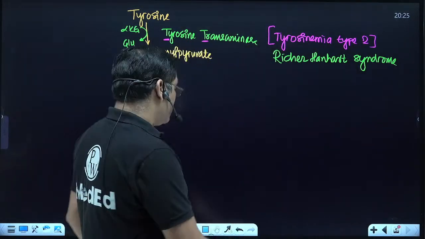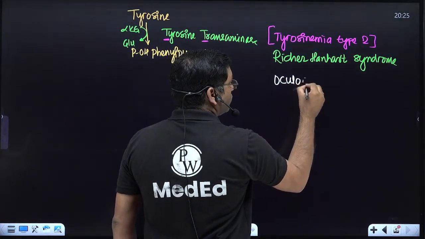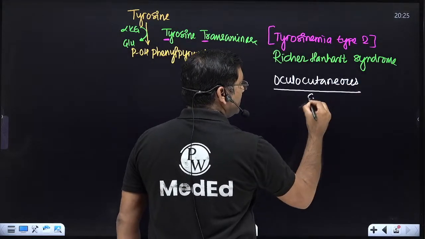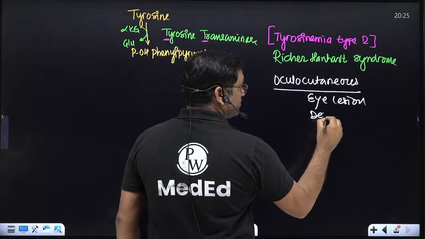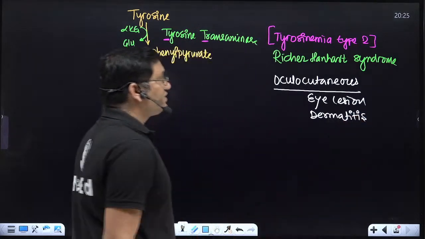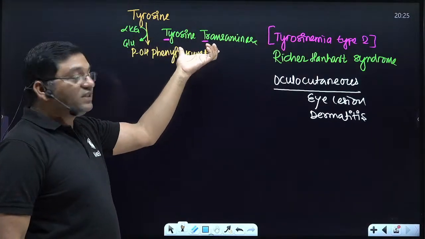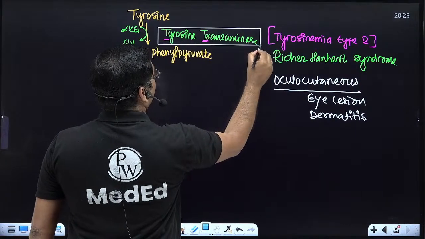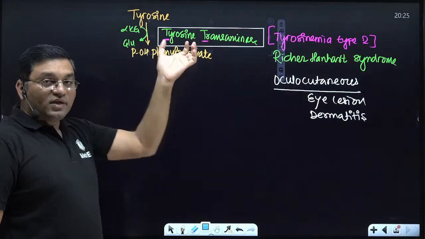Oculocutaneous manifestations in this disorder mean eye lesions and dermatitis. Also known as Richner-Hanhart syndrome, tyrosinemia type 2 is due to the defect in the tyrosine transaminase enzyme. Defect in tyrosine transaminase enzyme. Okay. So tyrosinemia type 2.